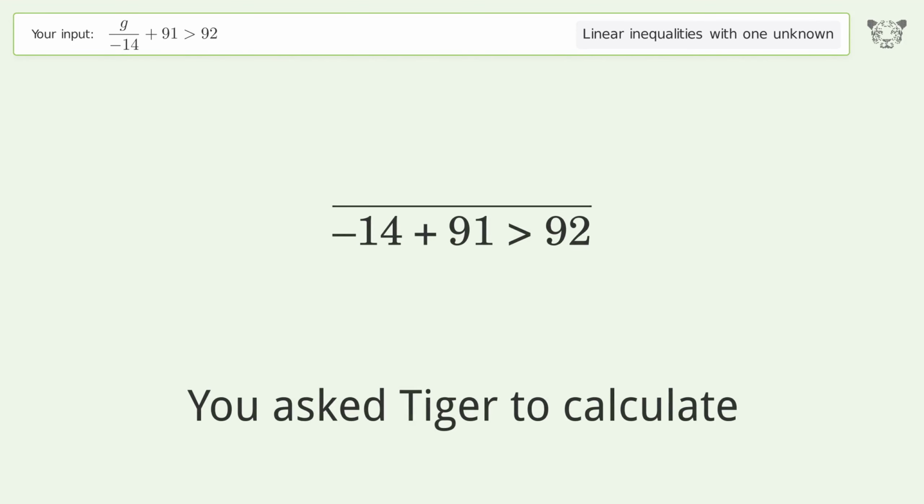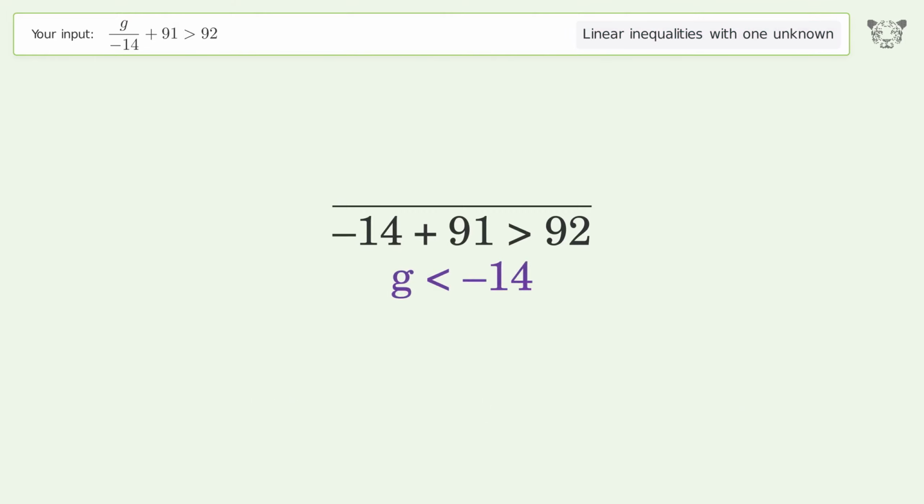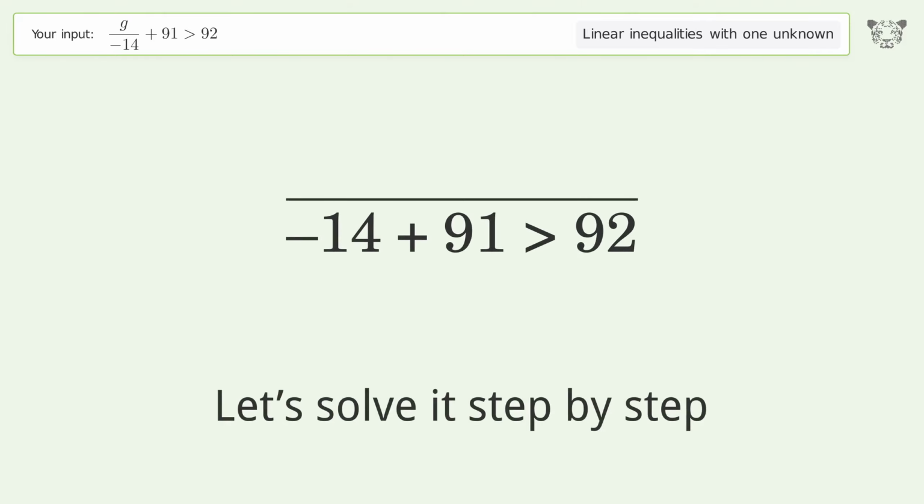You ask Tiger to calculate. This deals with linear inequalities with one unknown. The final result is g smaller than -14. Let's solve it step by step.